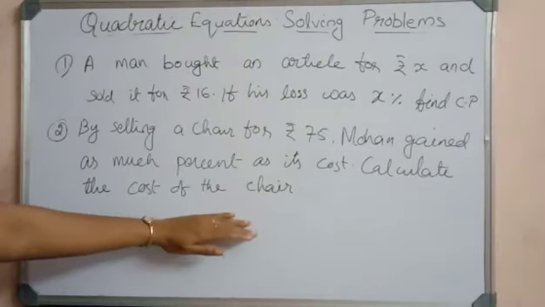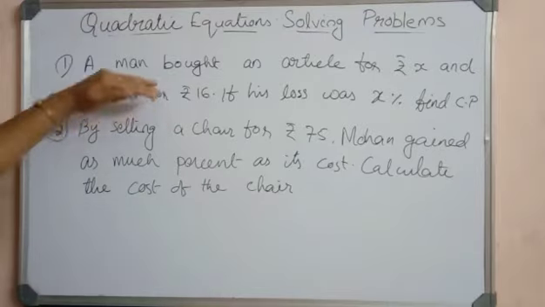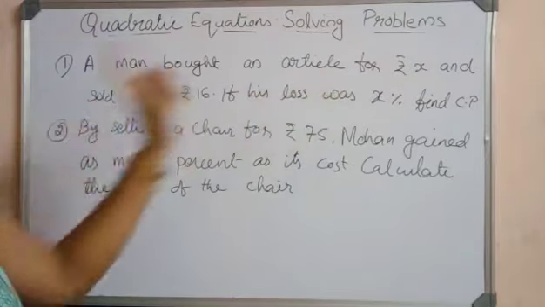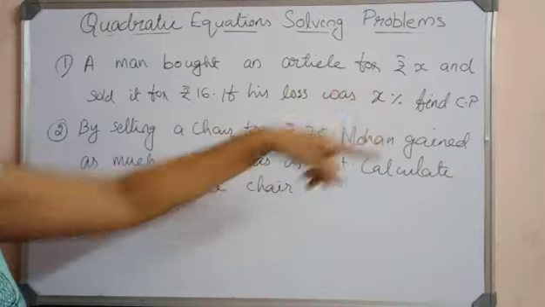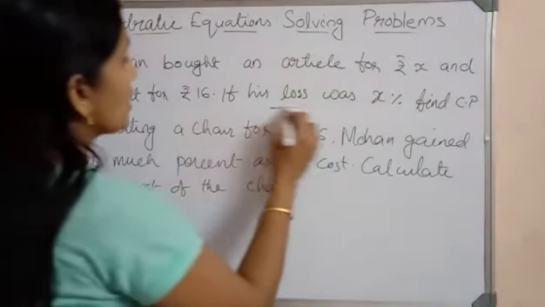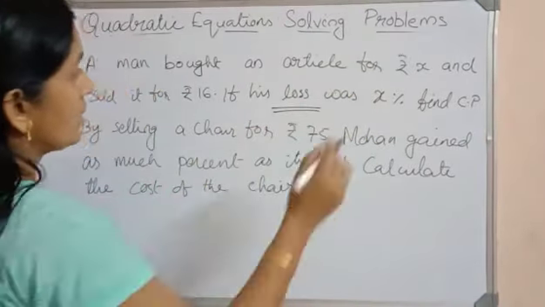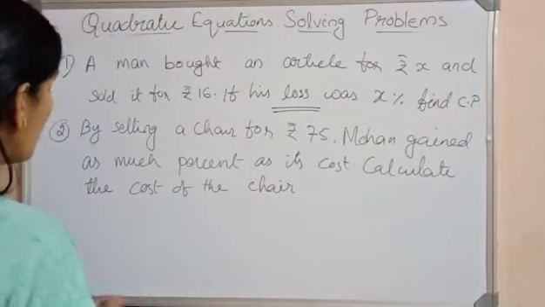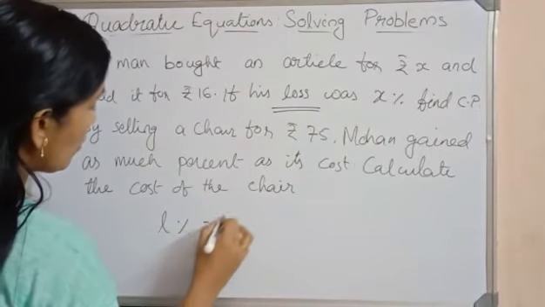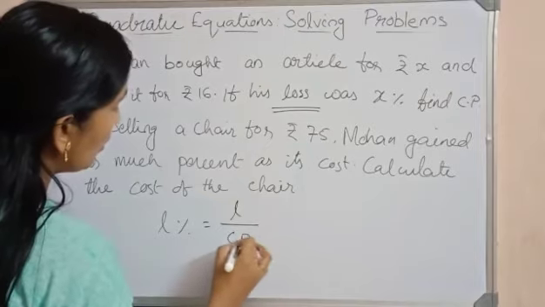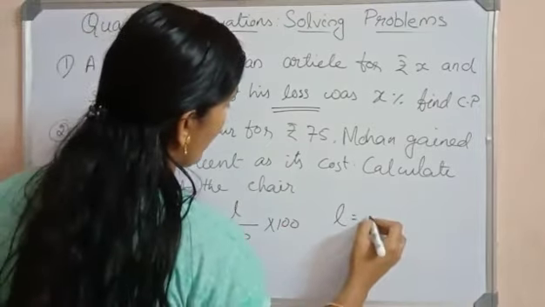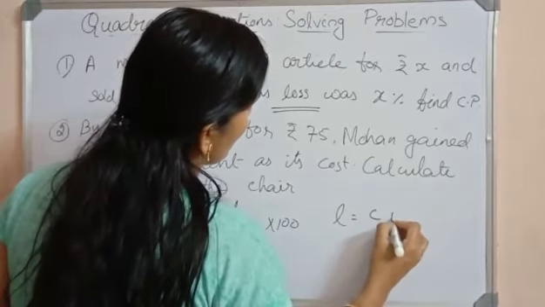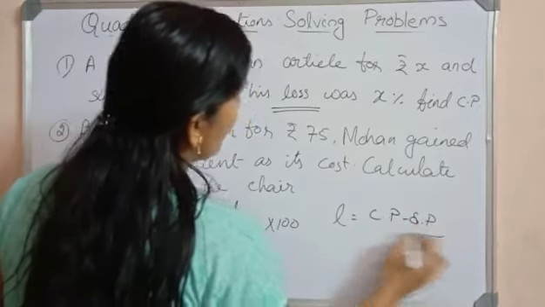Now these questions are for you. Solve them and let me know the answer. A man bought an article for rupees X and sold it for rupees 16. If his loss was X percentage, find CP. Here in this question, the loss is given and the loss percentage is also given. So you should know loss percentage is equal to loss by CP into 100, and the loss is, in the same way, cost price minus selling price.